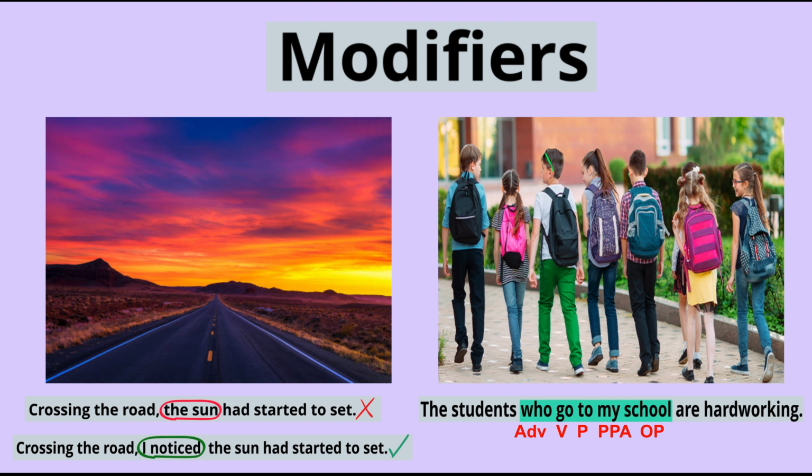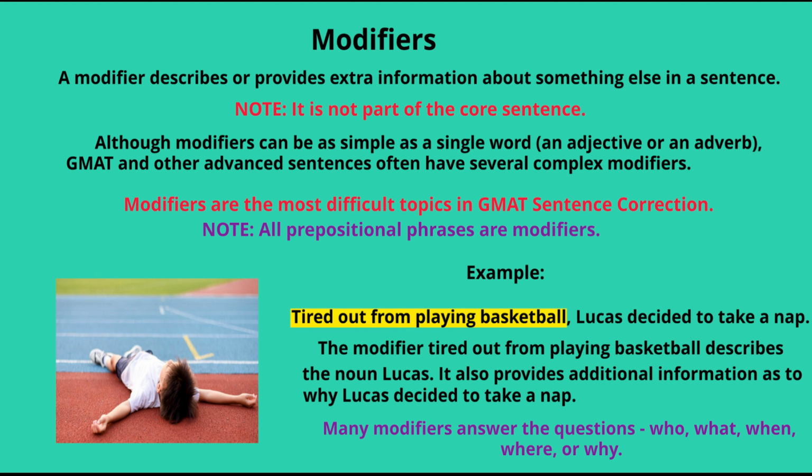Now let's see what a modifier is. A modifier describes or provides extra information about something else in a sentence. Note, it is not part of the core sentence. Do you know what the parts of the core sentence are? The subject and the verb, right? Subject and the predicate. We have already talked about the sentence patterns. You can go and watch in my playlist called Sentence Patterns.